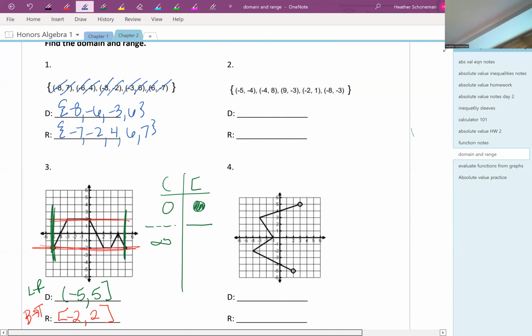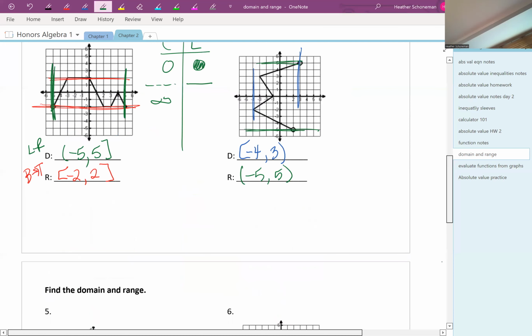All right, the next one, the domain, the leftmost value is -4, the rightmost value is 3, but it's an open circle, so we have a parentheses. For the range, the bottom is -5 and the top, oh, but it's a parentheses. Because it's an open circle, the top is 5. So it's a parentheses.